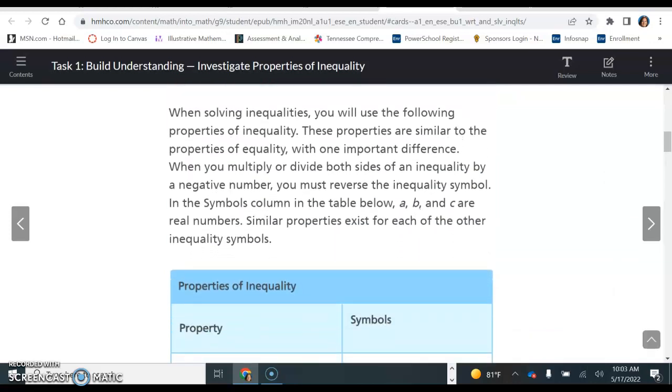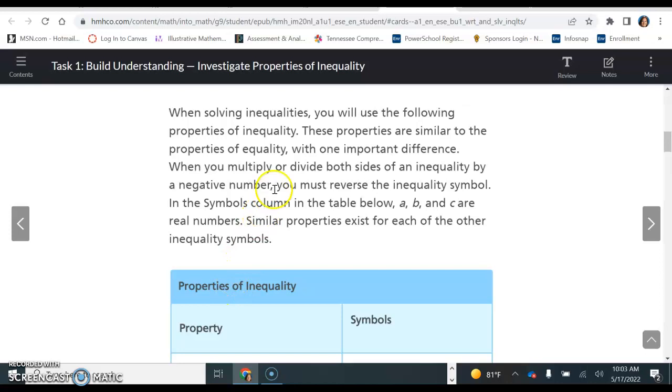All right, so it says when solving inequalities, you will use the following properties of inequality. These properties are similar to the properties of equality, with one important difference. When you multiply or divide both sides of an inequality by a negative number, you must reverse the inequality symbol. In the symbols column in the table below, A, B, and C are real numbers. Similar properties exist for each of the other inequality symbols.